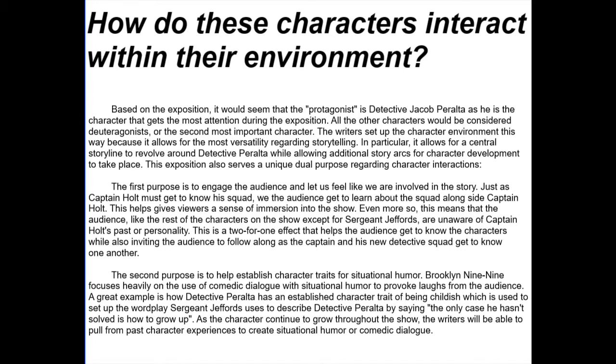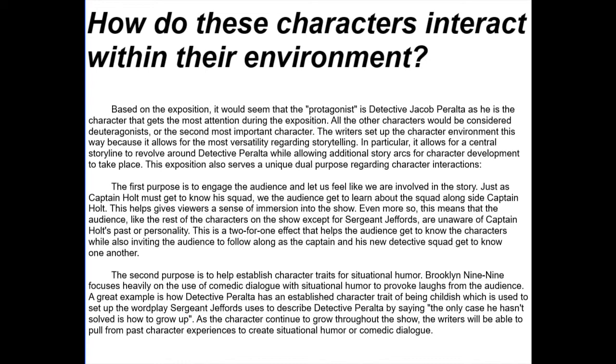The writers set up the character environment this way because it allows for the most versatility regarding storytelling. In particular, it allows for a central storyline to revolve around Detective Peralta, while allowing additional story arcs for character development to take place. This exposition also serves a unique dual purpose regarding character interactions.